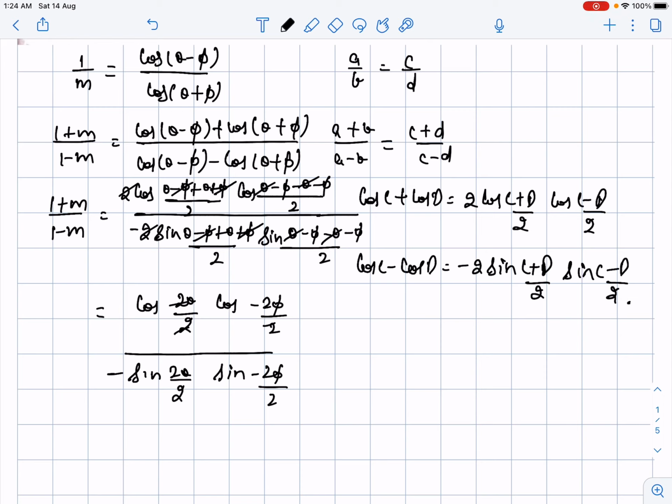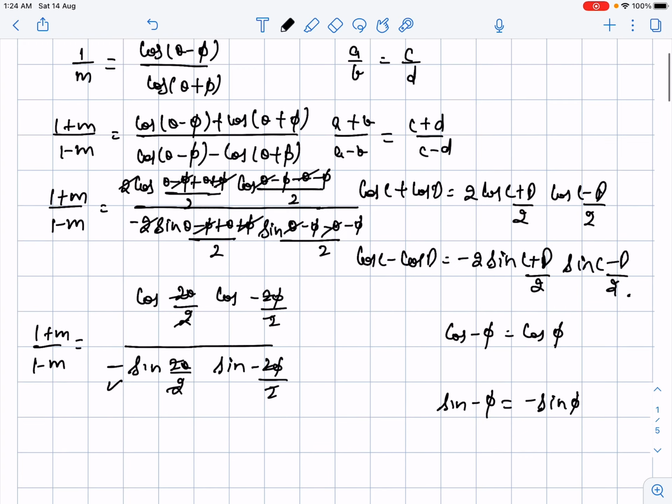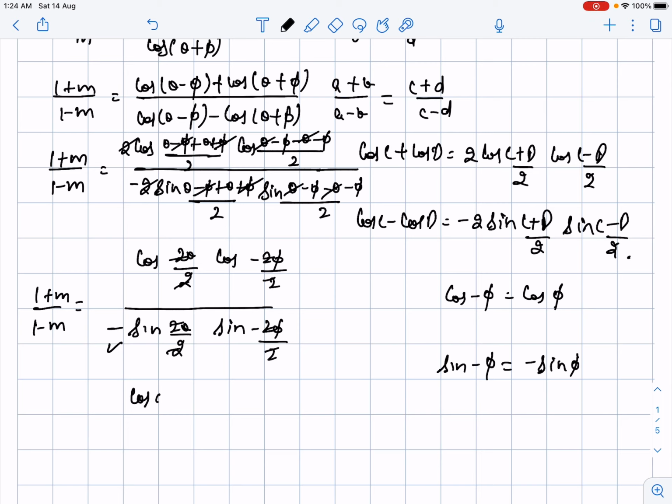So 2 and 2 everywhere will be gone, and we do know one thing, cos of minus phi is equal to cos phi only, and sin of minus phi is equal to minus sin phi. So the denominator where we have sin of minus phi can be written as minus sin phi, and we have a minus in front of it, so minus minus becomes plus. So cos theta cos phi divided by sin theta sin phi is equal to (1 plus m) divided by (1 minus m).